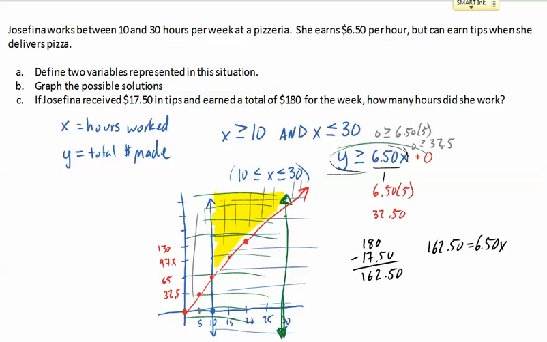Remember the inequality was there because we wanted to include the tips. And so here we just want to make sure that this is the money without the tips because that's the 650x. And so once we have that, we can divide by the 650 and we should get, oh, about 5, 10, 15, 20, 25. All right. And so 25 hours is how much she worked that week.